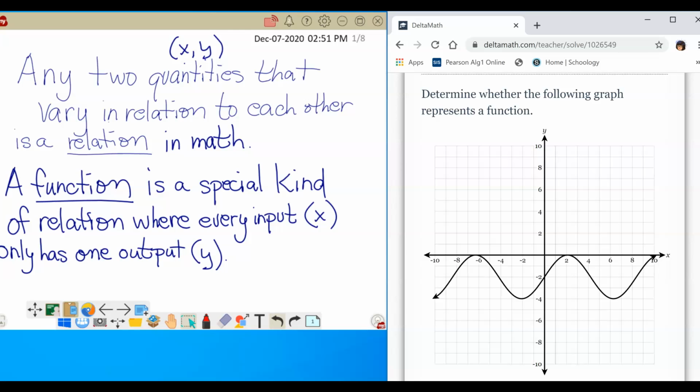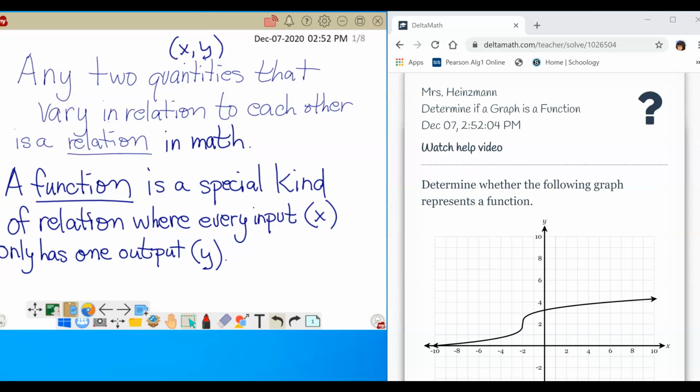Well, this is a function because even though the y's repeat, the x's are different. So yeah, when x is -2, y is -4. When x is a little over 6, y is -4. Every input has only one output. That's what's important about whether a relation is a function.